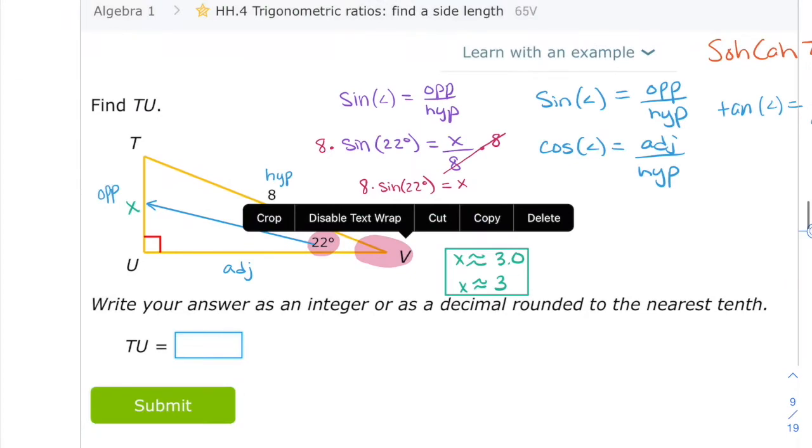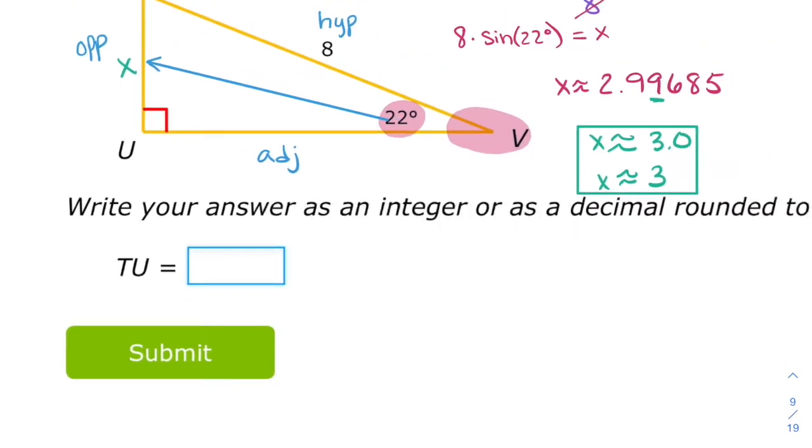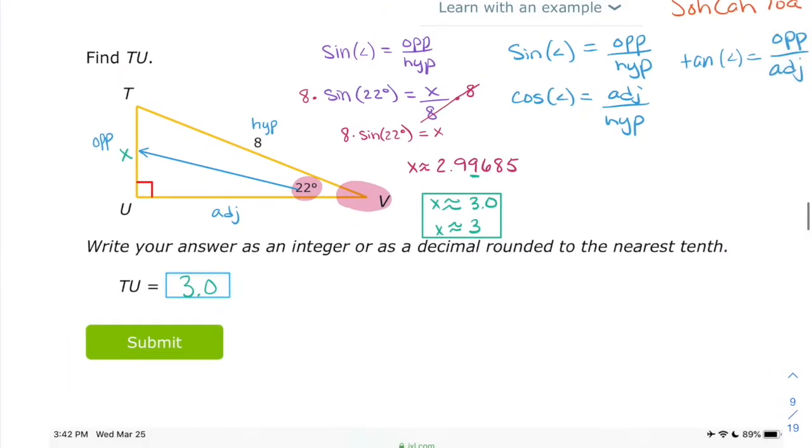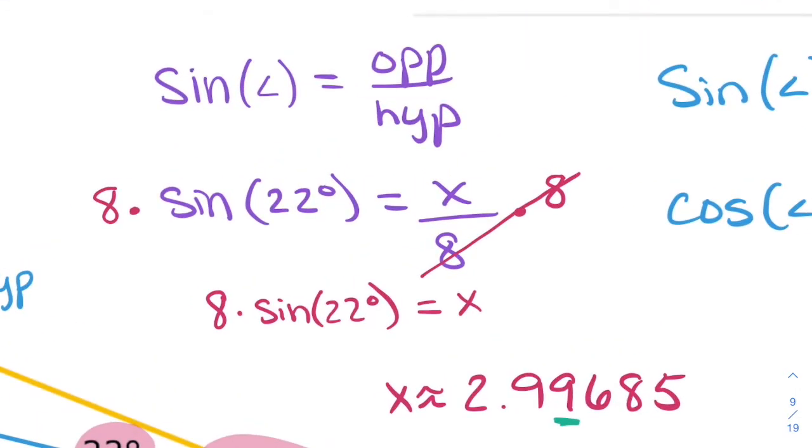All right. So TU is 3, or we could say 3.0. All right. That was our first example. Again, substitute in for what you know, and then solve for x.